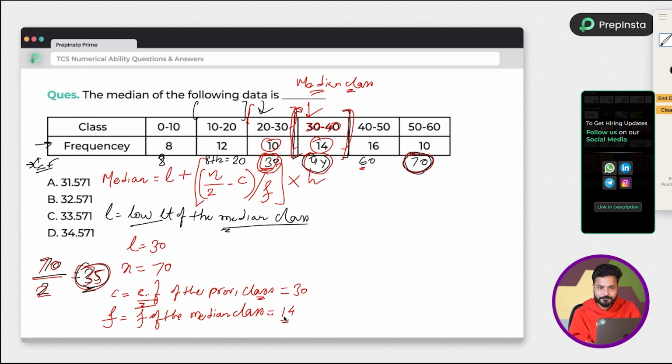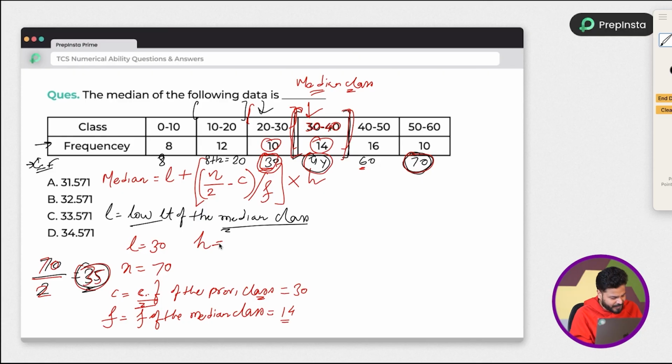What is H? That's the last variable left, right? H is nothing but the range. What is the range? 0 to 10, 10; 10 to 20, it's again 10; 20 to 30, 10; 30 to 40, 10; 40 to 50 is 10, right? So that is the range, which is basically 10. So now it's all left to solve this problem.